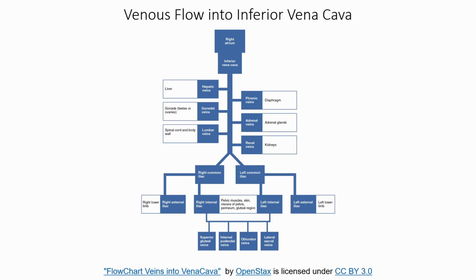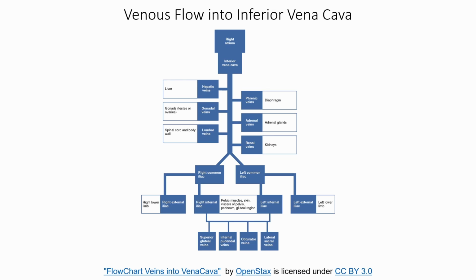If we look at what's coming from the lower end, I'm going to start with the external iliacs and then work our way in from the internal iliacs. The right and left external iliacs drain into the common iliac for their respective sides, and then the internal iliacs will pull blood from the superior gluteal veins, internal pudendal, obturator, and lateral sacral veins. So those will go into the internal iliacs, which then go into the common.